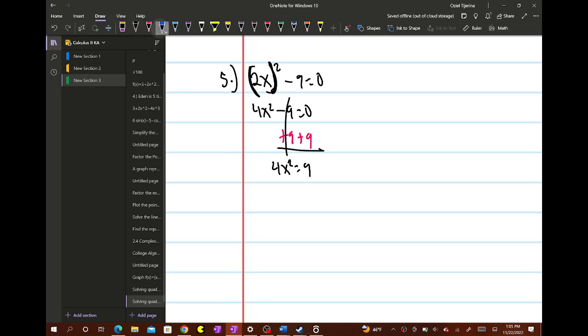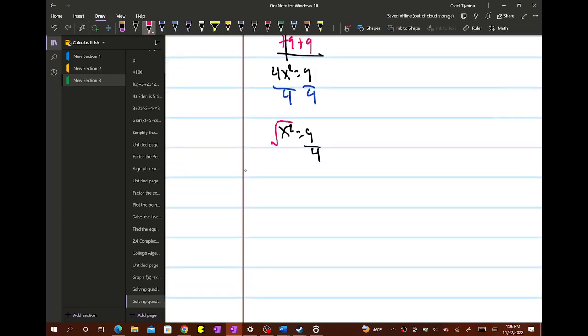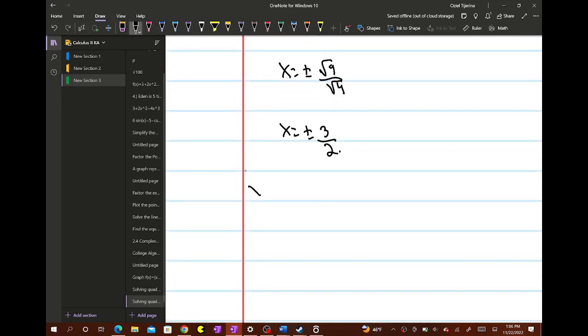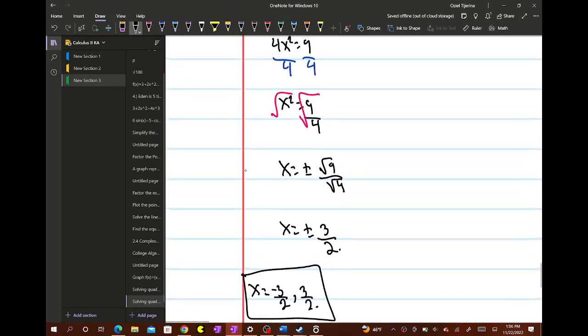And then you divide both sides by 4, and you get x squared equals 9 over 4. And then take the square root, and you have x equals plus or minus the square root of 9 over the square root of 4. So x would be plus or minus 3 over 2. So x equals negative 3 over 2, comma, 3 over 2. Those would be your answers, right?